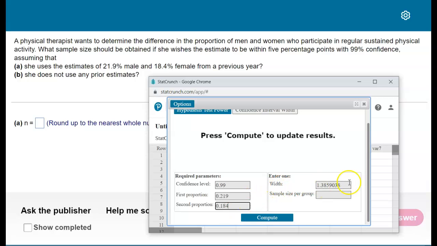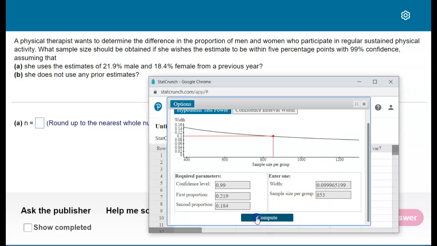Now the width is plus or minus this 5 percentage points. So we have to take that number, 0.05, and double it. So the width is 0.1. And we're looking for the sample size. So the sample size in this situation, where we're using prior estimates from the previous year, is 853.